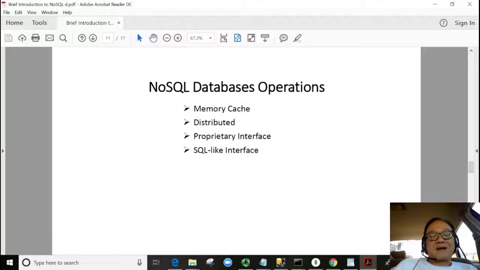Some characteristics about NoSQL operations. NoSQL operations use a lot of memory. NoSQL tends to store and process data in a distributed environment. NoSQL tends to have a proprietary interface, but we could probably find a SQL-like interface for any NoSQL database.